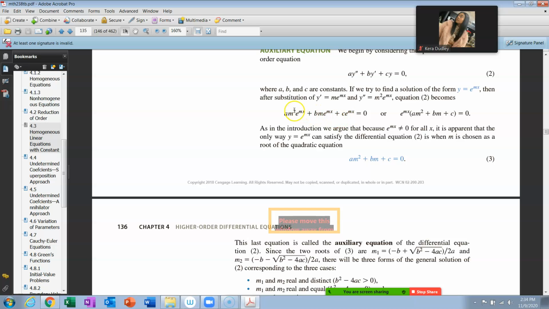Once you put all those in your equation, every one of these has an e to the mx in it, so you can factor out the e to the mx. That leaves you with a polynomial equation in m, no longer a differential equation. Now remember, this is a homogeneous differential equation, so that's equal to 0. Well, e to the mx is never, ever equal to 0, so you can factor that out. That means your auxiliary equation, the polynomial equation, has to be equal to 0.